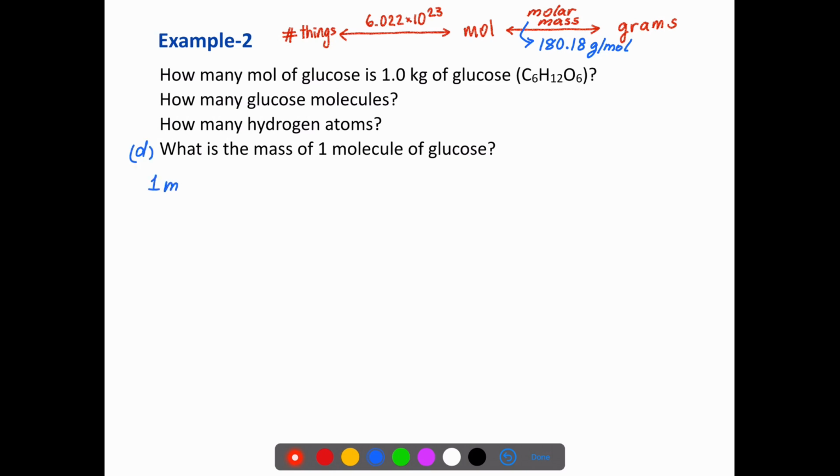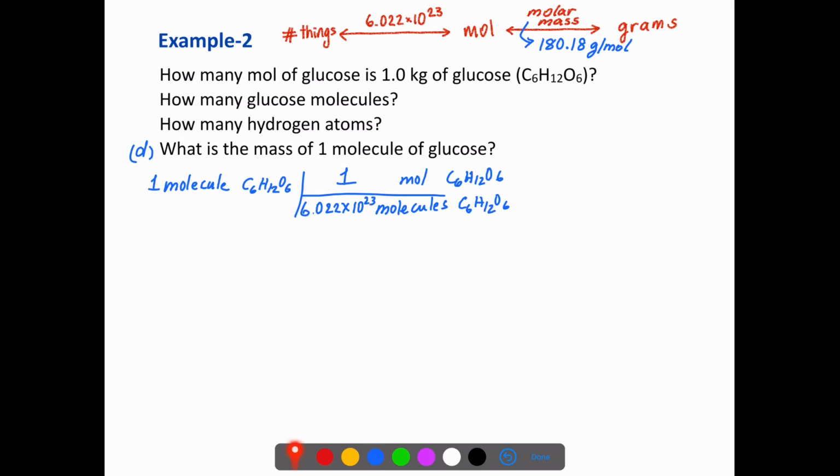So you have 1 molecule, 1 tiny molecule, just 1 of this, C6H12O6, okay? Now go from molecules to moles. Molecules of C6H12O6 to moles of C6H12O6. And the relationship is 1 mole has 6.022 times 10 to the 23 molecules. Mole is a big unit, okay? Big number, lots of things. So 1 mole should have lots of molecules. 1 mole of these means that many, okay?